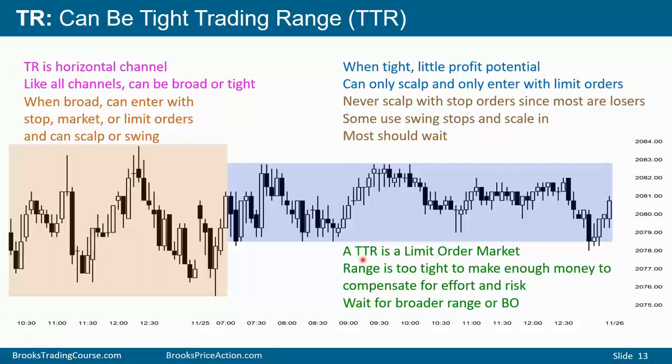A tight trading range is a limit order market. The range is too tight to make money with stops, and it's usually too tight to make much money even if you're a limit order trader. Most traders feel like it's too much work, too little profit, and it's better to wait. Wait for a broader range like this, or for a breakout into a trend.